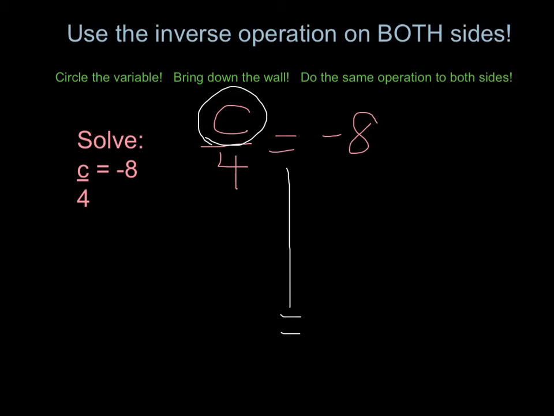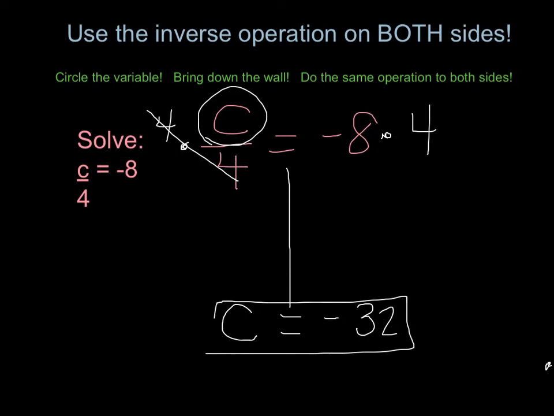And that says C divided by 4. So I'm going to do the inverse operation, and the inverse operation for division is multiplication. So I'm going to multiply both sides by 4. And on this side, it cancels each other out, and so you're left with C. And on this side, 8 times 4 gives me 32. And a negative times a positive is a negative. And I'm going to go ahead and box that in because I feel like that is my solution.